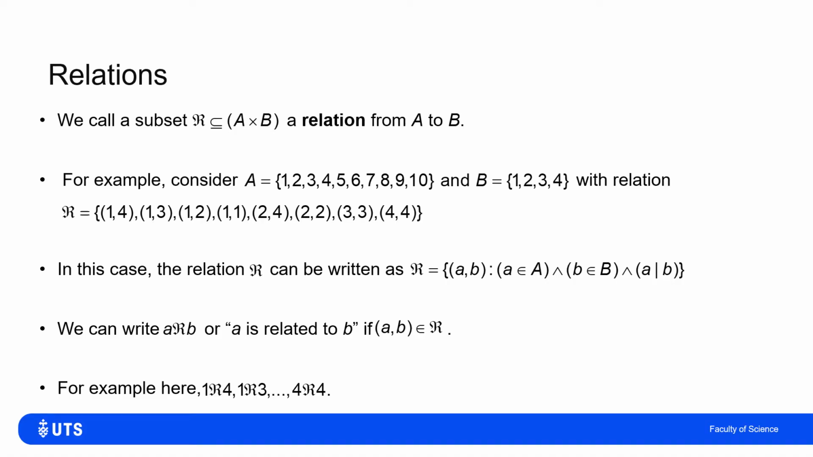We ended the video where we introduced relations by defining a subset of the Cartesian product A cross B as being a relation from A to B. The example that we gave was where we picked an element from A, we picked an element from B, had the ordered pair (a, b), and it was in the relation if a divided b. So here we had 1 divides 4, 1 divides 3, 1 divides 2, and so on. So I would say 1 is related to 4 under this relationship of divisibility.